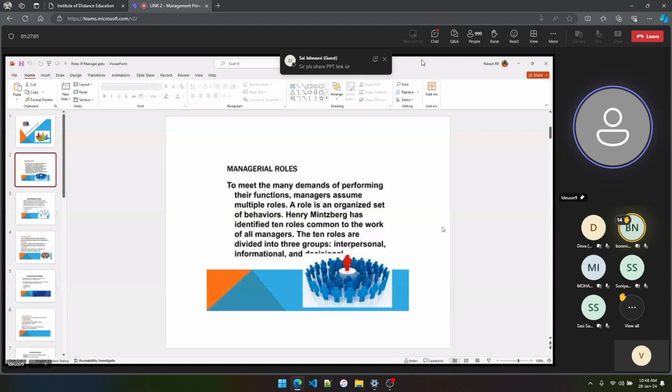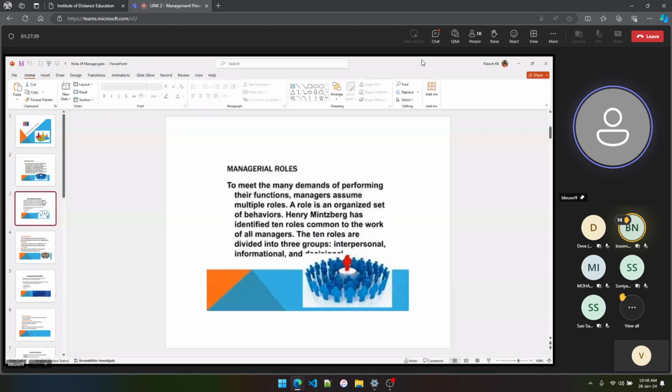There was some scientific information based on researchers. They came out with 10 different roles that are commonly applicable for anyone at a managerial role. So Henry Mintzberg established these 10 roles. They are grouped under 3 categories: interpersonal, informational, and decisional. These 3 categories will have all these 10 roles inside them. So we'll see what those are.